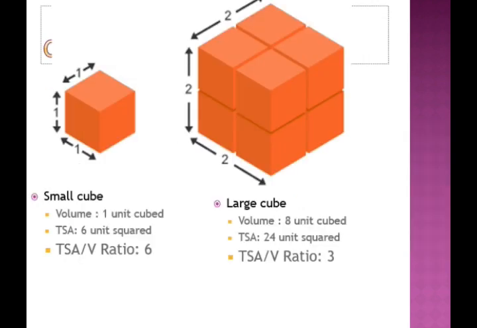Okay, so as you can see here, a small cube will have much more surface area compared to the volume, so it can absorb a lot. There is a lot of surface for absorption. But for the second one, you have a large cube. A lot of the volume is locked within this small surface area, so the absorption is not really that good. So TSA will be 3 instead of 6.